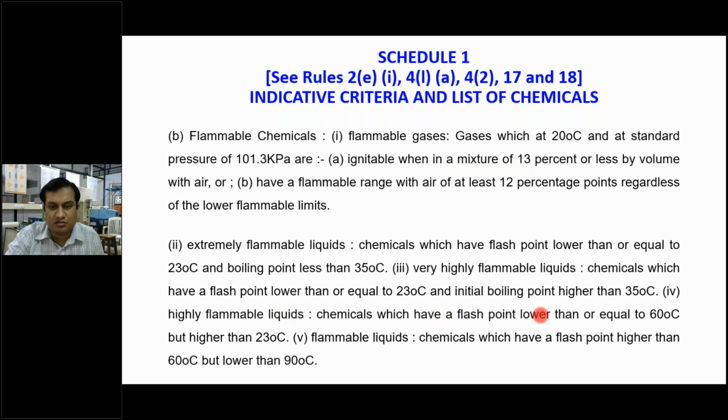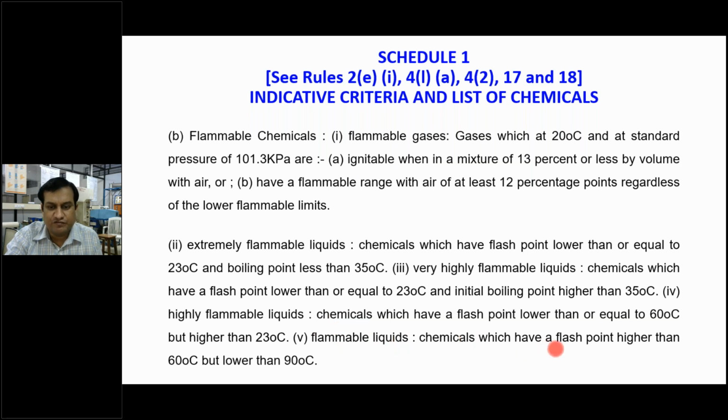Chemicals which have a flash point lower than or equal to 60 degrees Celsius, but higher than 23 degrees Celsius. So on the basis of flash point, when the flash point is less than 23 degrees Celsius, that may be a case of extremely flammable liquids or very highly flammable liquids, because in these cases it is clearly mentioned that the flash point should be less than 23 degrees Celsius. But when the flash point is more than 23 but less than 60 degrees Celsius, then it is called highly flammable liquids. And the next category is flammable liquids.